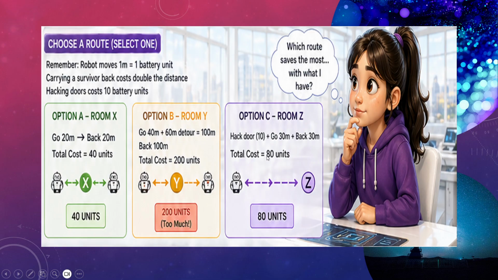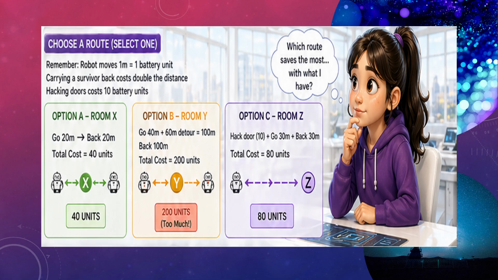Option Z: going it will need 30, coming back it would be 30, and to open the door it would be 10. So in total it would need 70 units. Here there is a typo, so just ignore this. Okay. So here it needs 70 units.